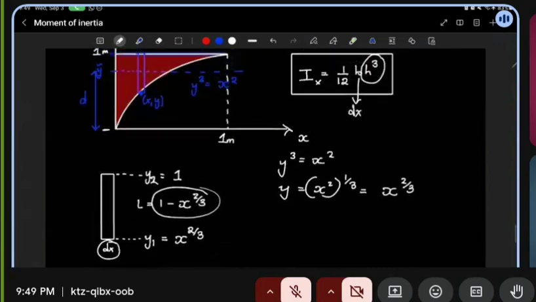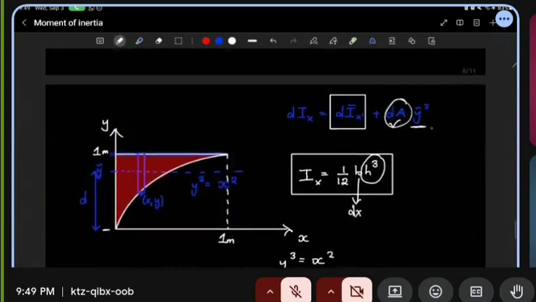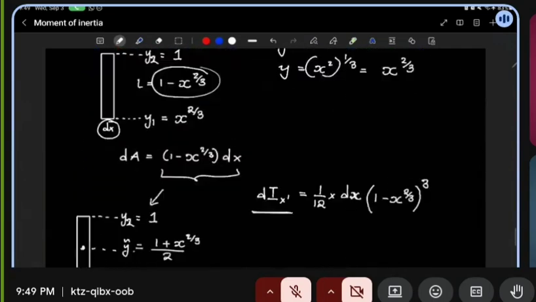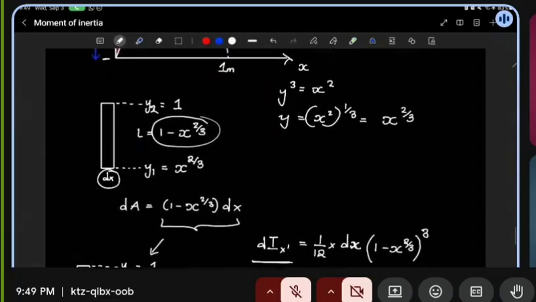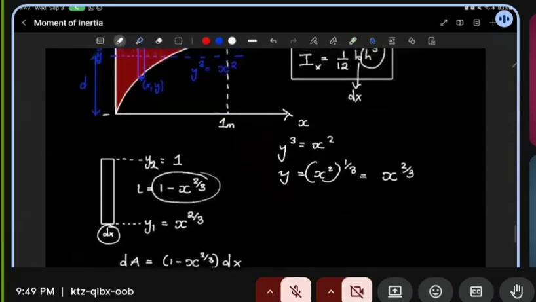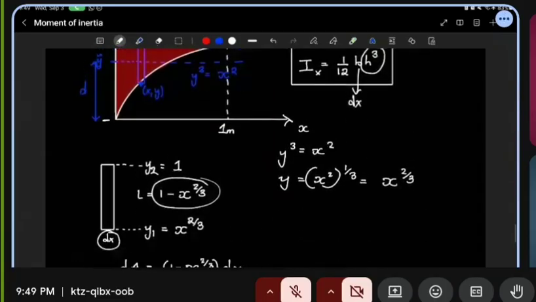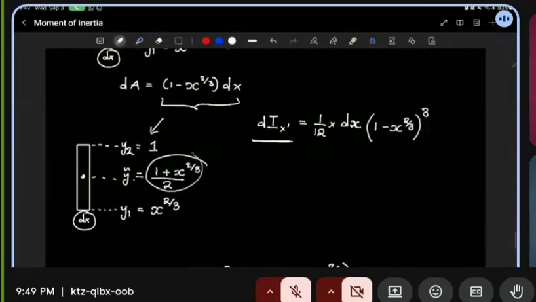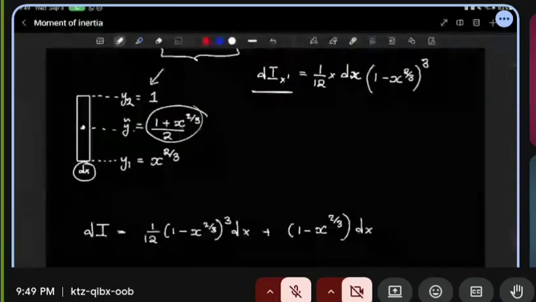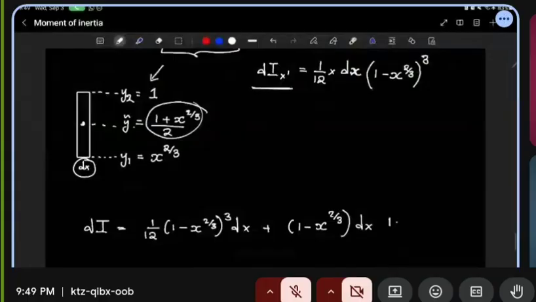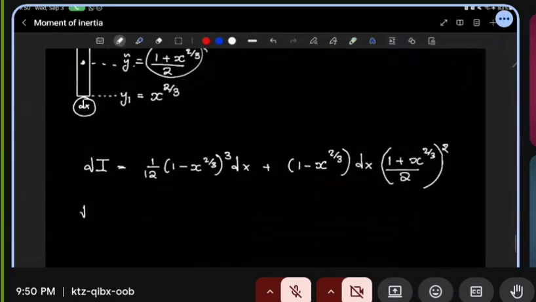And then finally, the distance between them squared. The distance between them, we did get that distance. Did we highlight it? The distance between the axes, yes, we did that. We said it's half of the sum there. So that is going to be 1 plus x to the power 2 over 3 over 2. But remember, this distance has to be squared. So this is what we end up having.